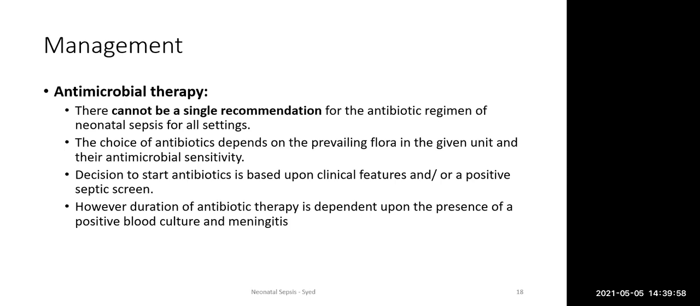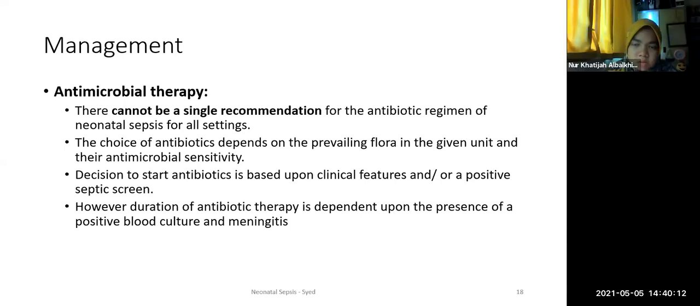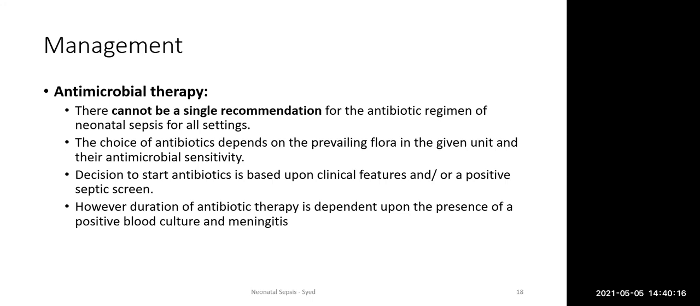For late onset sepsis, usually the common organisms are nosocomial microorganisms. Do you understand? Hospital acquired microorganisms. For example, what organism is common in the ICU? Pseudomonas. Good. So Pseudomonas, what do you use to treat? Cephalosporins, antibiotic.